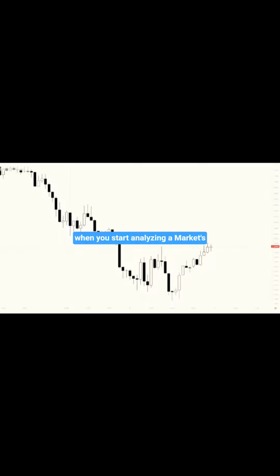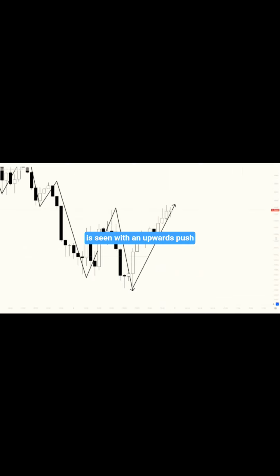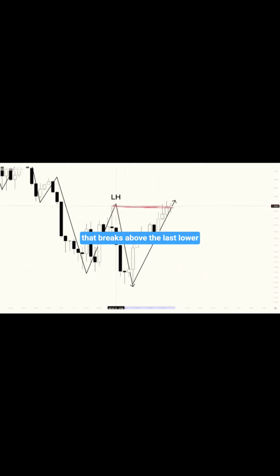When you start analyzing a market's price action, and more specifically their swing points, which in this market are repeated lower highs and lower lows, so basically a straight and simple downtrend. Nothing overcomplicated so far. But the problem begins when the market reverses. That reversal is seen with an upwards push that breaks above the last lower high, turning it into a higher high.